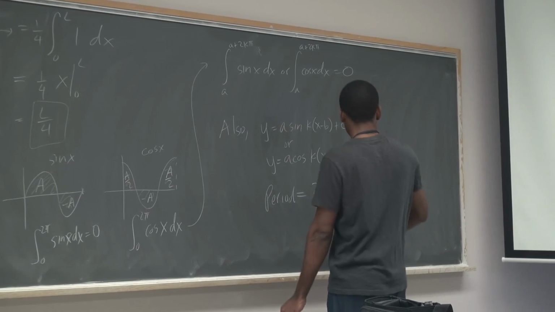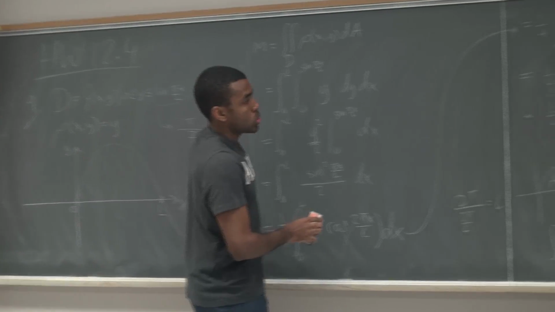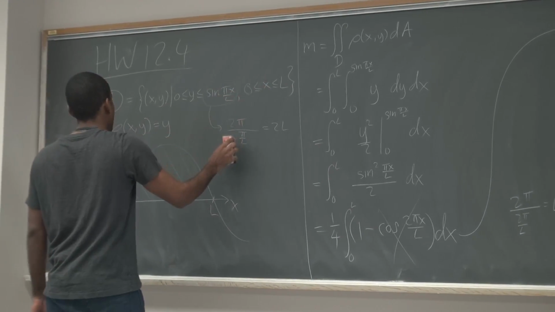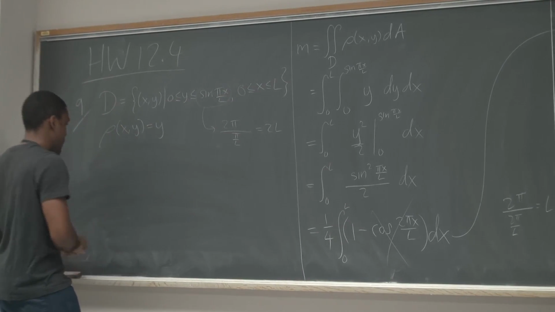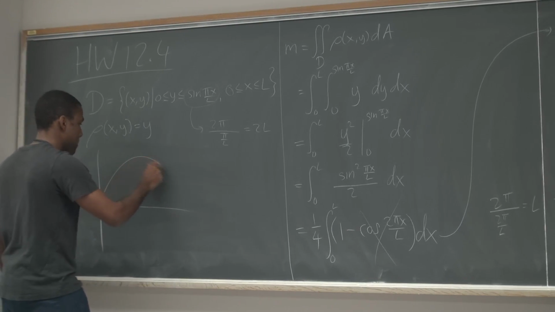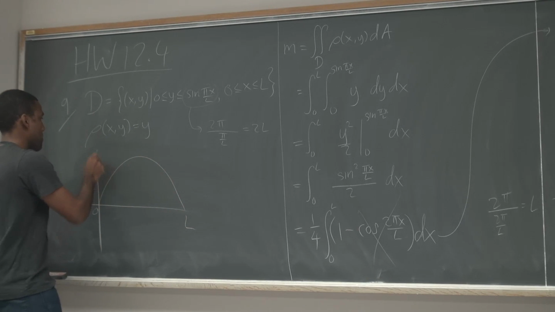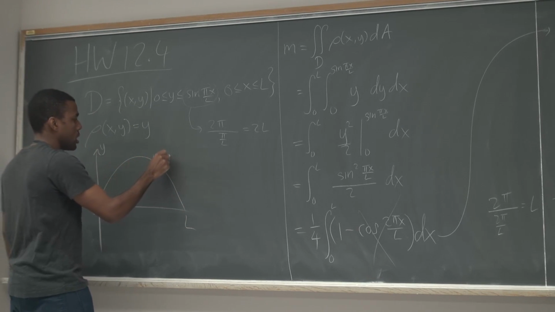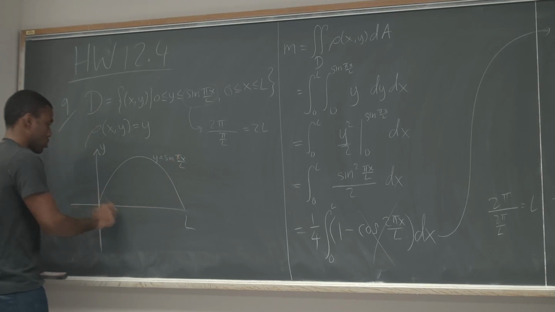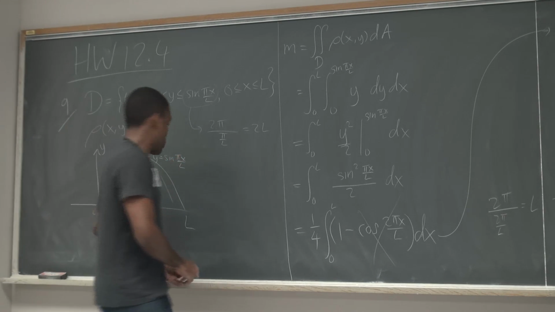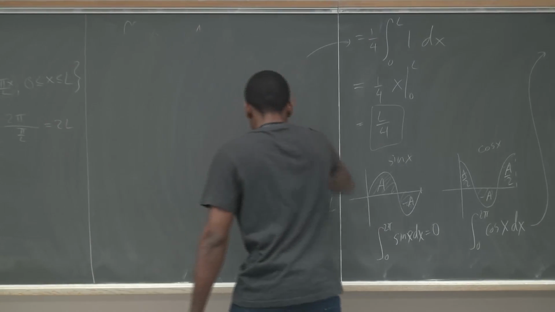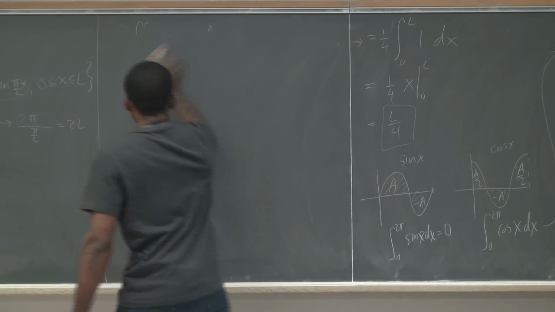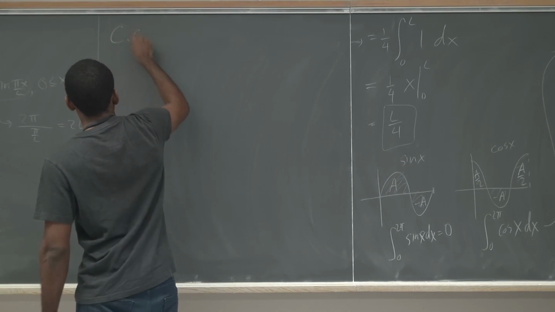Okay, so we know that the mass is L over 4. Let's start over here. Let's find the center of mass. I don't want to use this diagram. This is y equals sine pi x over L. So that was the mass. Let's find the center of mass.